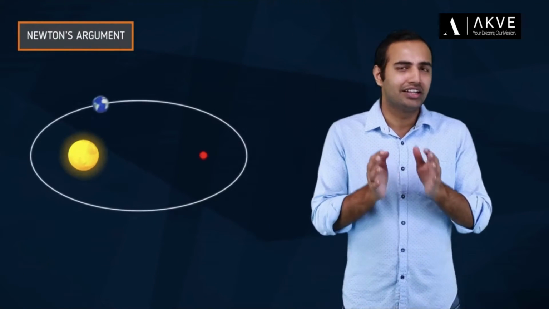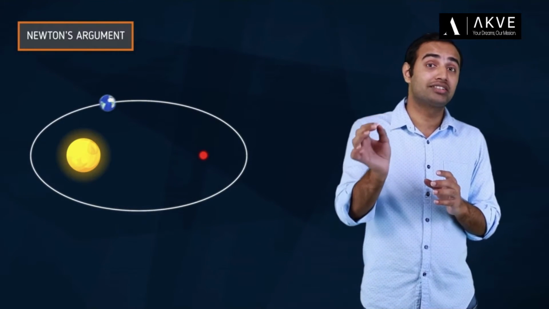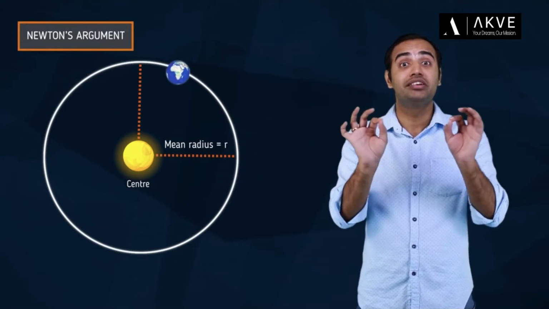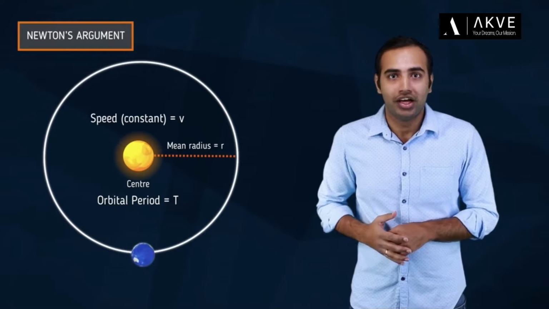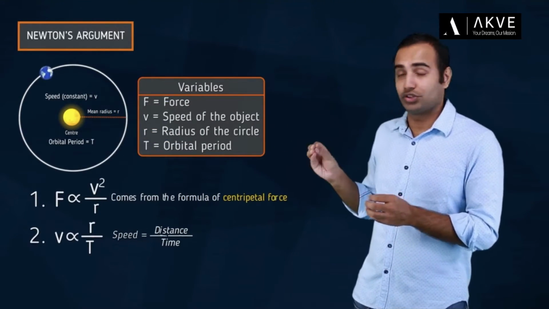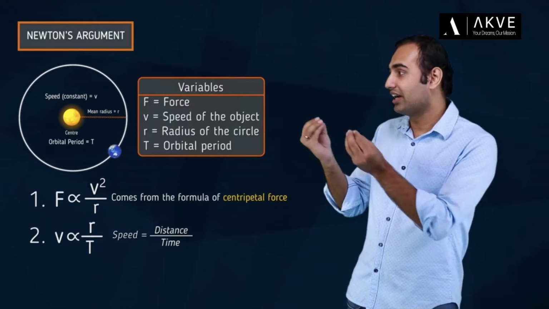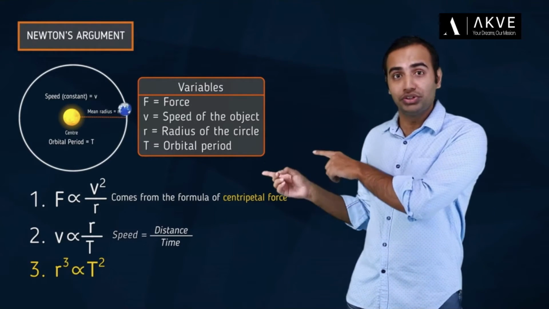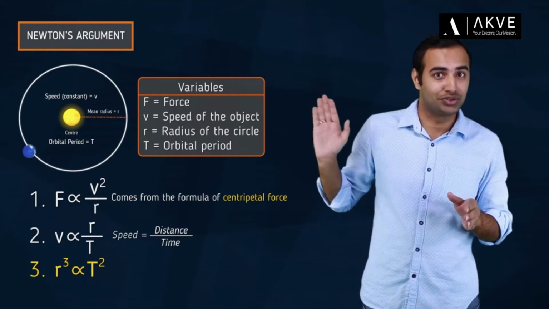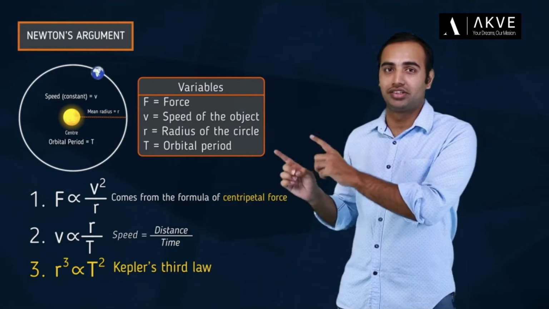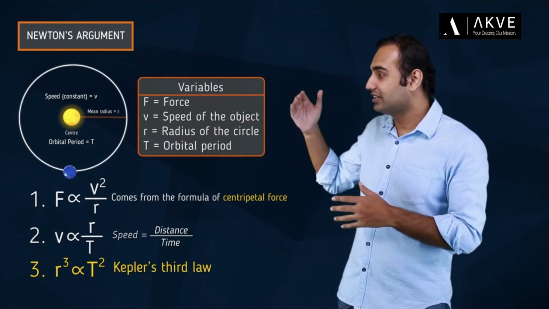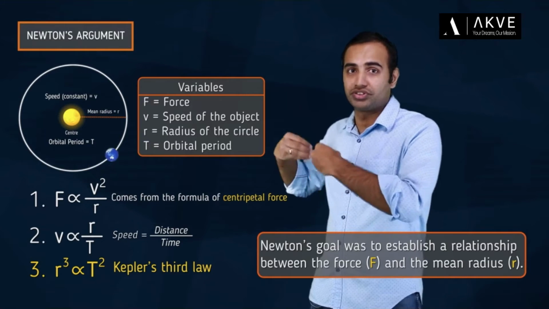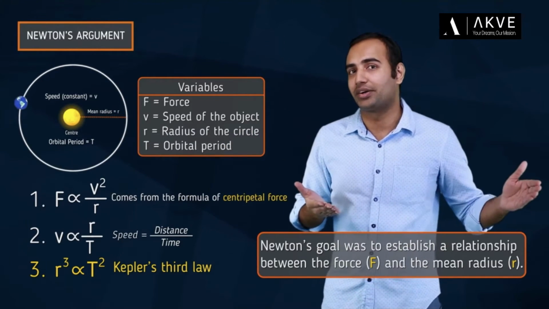So Newton said that instead of planets going around in elliptical paths at variable speeds, let's imagine planets going around in a circular path of mean radius r at constant speeds. Now the moment we do that, the two proportionalities we just discussed are directly applicable to them. On top of that, there is one more relationship that is applicable to them, which is r cube proportional to T square, the relationship coming from Kepler's third law itself. So now Newton had three proportionalities to play with, and he had to establish a relationship between the force F and the mean radius r.